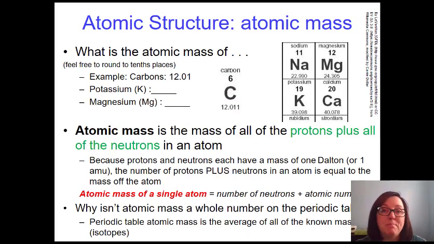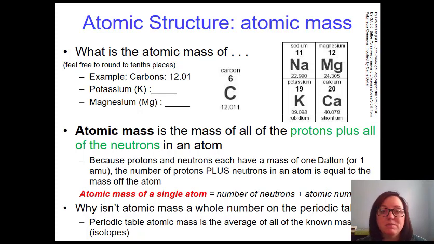So now let's look at atomic mass in more detail. Again, we have a little cutout of the periodic table over here, right? We can see that carbon has an atomic mass of 12.011, right? Using that little periodic table, see if you can determine the atomic masses of potassium and magnesium. So if you said potassium was 39.098 and magnesium was 24.305, you're correct.